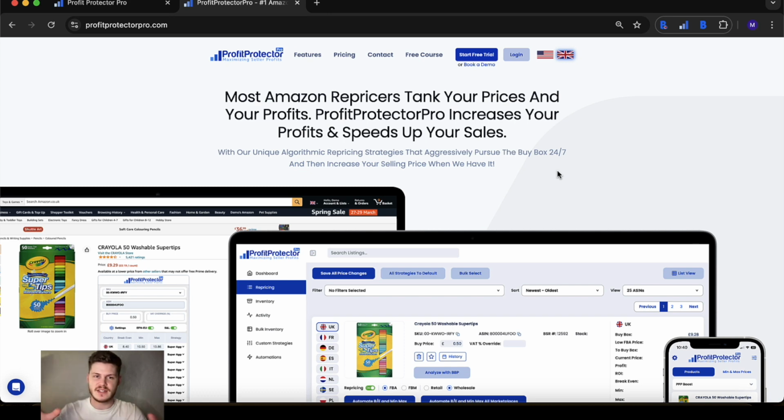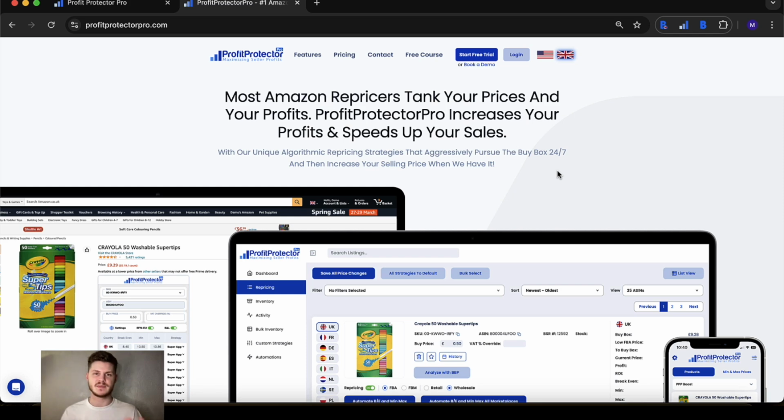And the entire reason it exists is to basically solve a massive problem that lots of Amazon sellers face. Now, if you haven't faced this problem that I'm about to mention, then you are either very lucky so far, or you haven't sold on Amazon. So the problem I'm talking about is called price tanking.